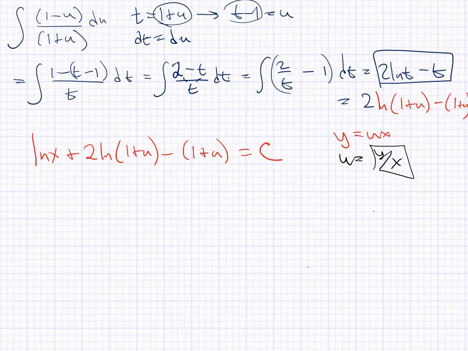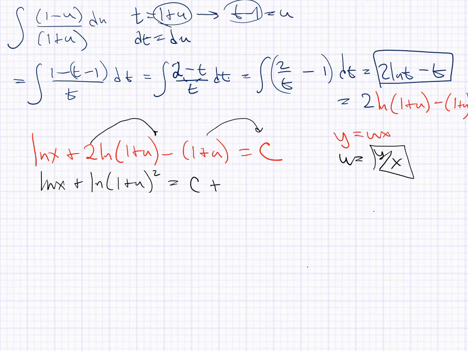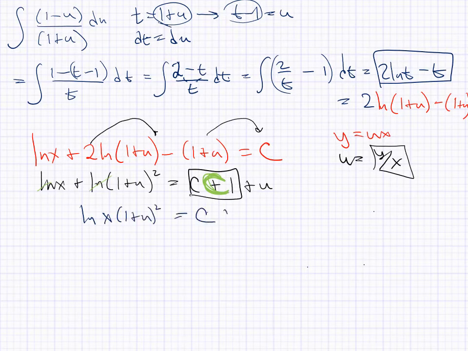I'm going to look at this so that I can possibly rewrite it in a better way. And what I'll do is I'll get rid of some of this logarithm stuff. So I'm going to bring this 2 in here. I'm going to move this over to the other side. So I'm going to have log x plus log of 1 plus u squared equals c plus 1 plus u. This whole thing right here is actually just one big constant, so I could replace that with just c at this point. Then I'm going to get rid of these logarithms and exponentiate both, well, put them together first, I should say. So I'm going to get the log of x times 1 plus u squared equals c plus u.